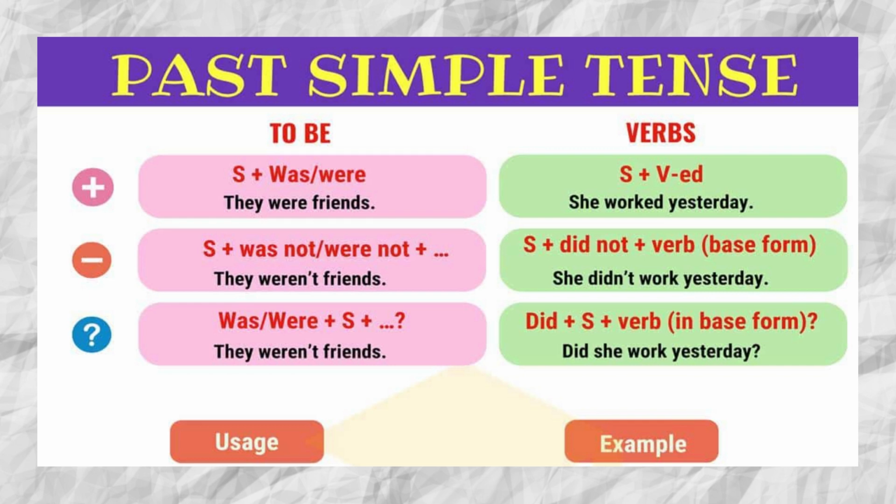For negative statements, we just need to add the "not". She did not work yesterday. Or they are not friends. And then for questions, we change the structure. We use the past tense first, then the subject, and then the object. Did she work yesterday? Remember that when we use "did," that means that the verb is going to be in base form.